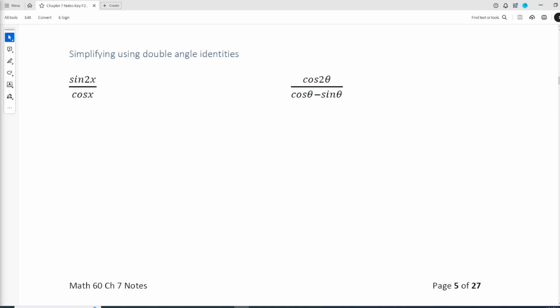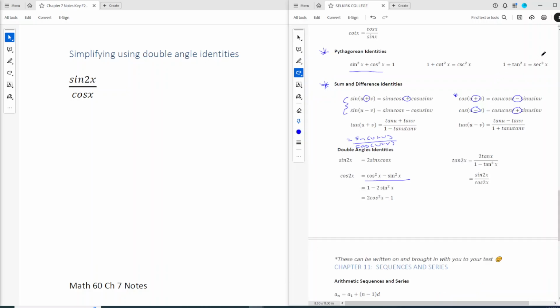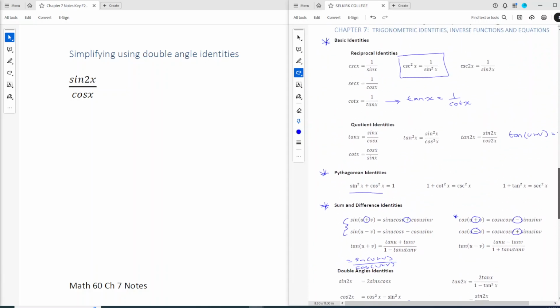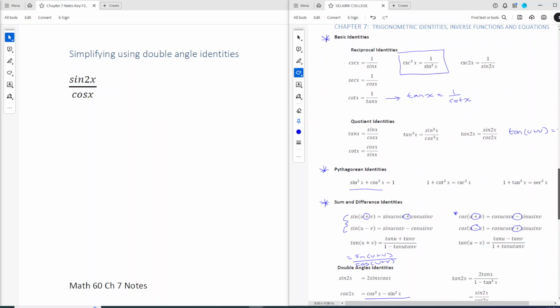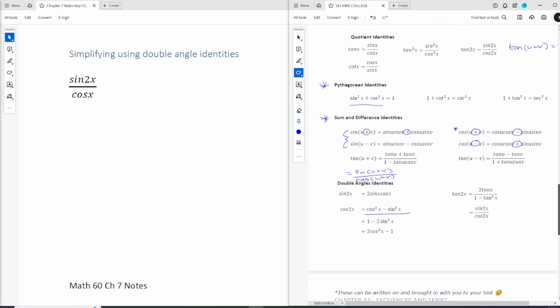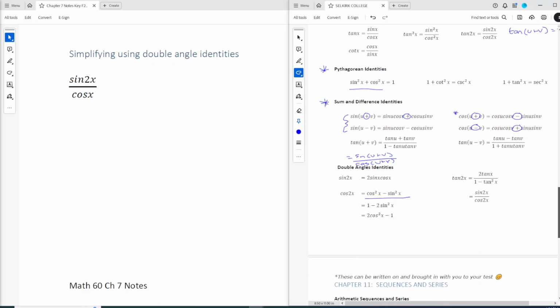All right, we've done it. We have reached the end of our identity sheet. So if you look, we have covered our basic identities, our Pythagorean identities, our sum and difference identities, and now we're on to our double angle identities.